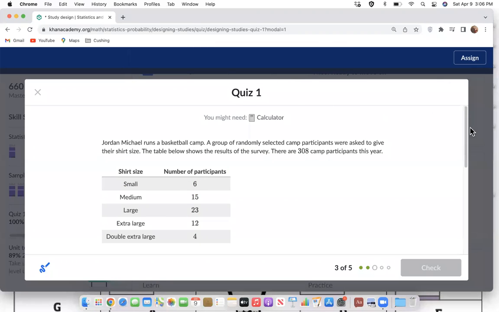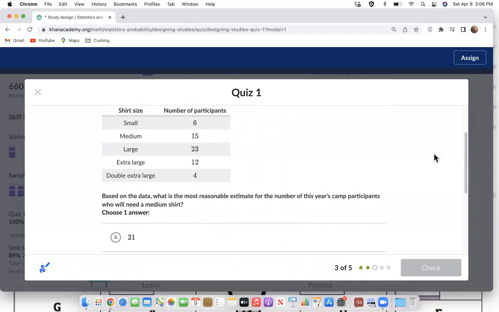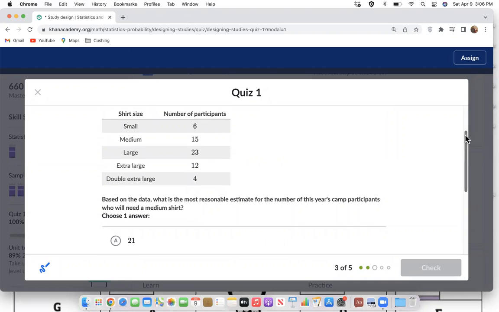So I'm just going to clear my drawings and go down to the question, because we actually haven't seen a question yet. This is asking, based on this data, what is the most reasonable estimate for the number of this year's camp participants who will wear a medium shirt? All right, so let me get my drawing tool out here. I believe it said there are 308 participants overall, and this is a sample of 60. You can check my math on that. Hopefully I added that up right. And the question is, how many of the 308 participants can we expect to wear a medium shirt?